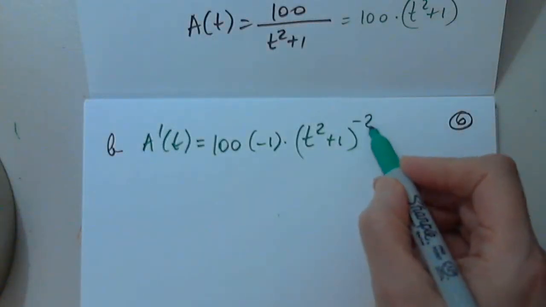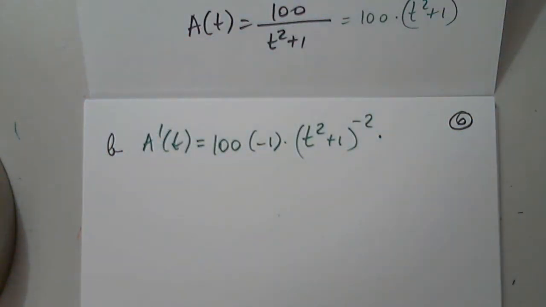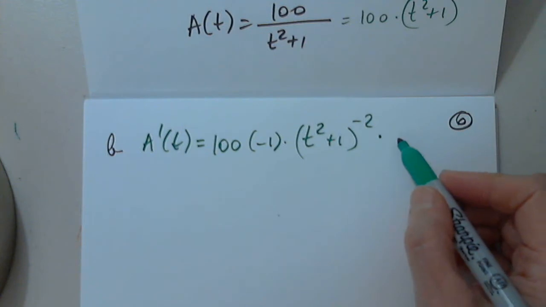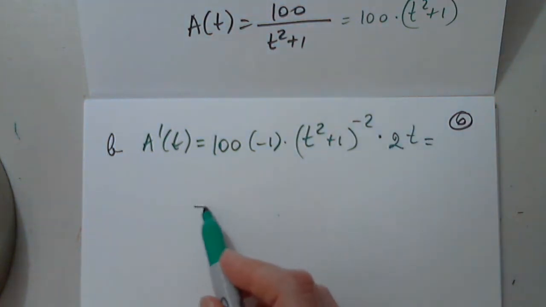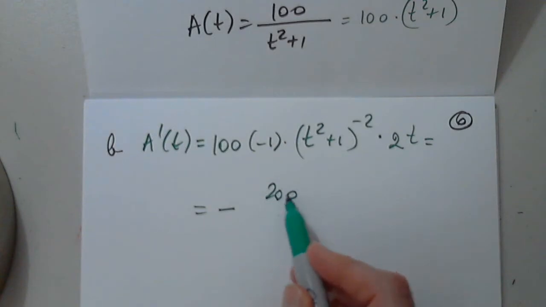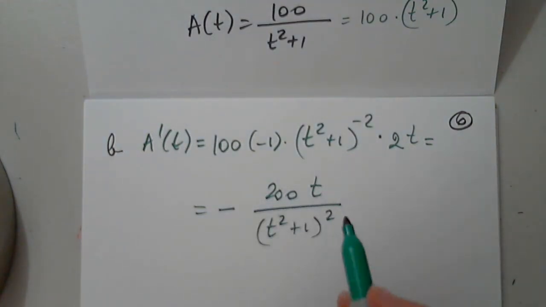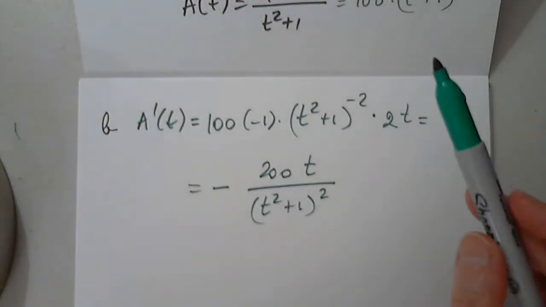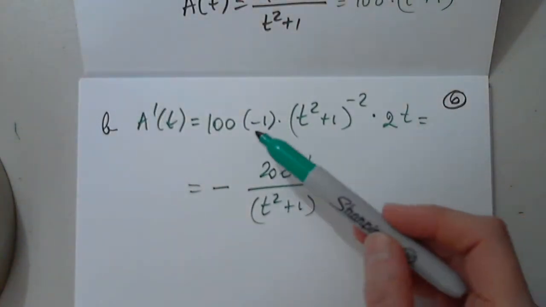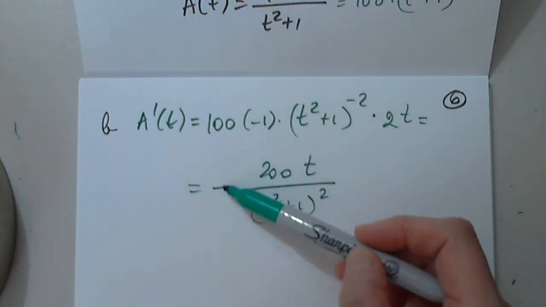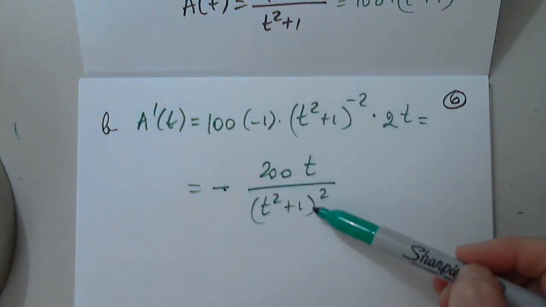Very good, awesome, times the inner function prime, which is 2t. Very good, awesome. So this would be negative 200t over t squared plus 1 squared. So let's take a moment and think about this. I have 2 times 100 times negative 1, so 200 with minus in front. And all this piece goes to the denominator.